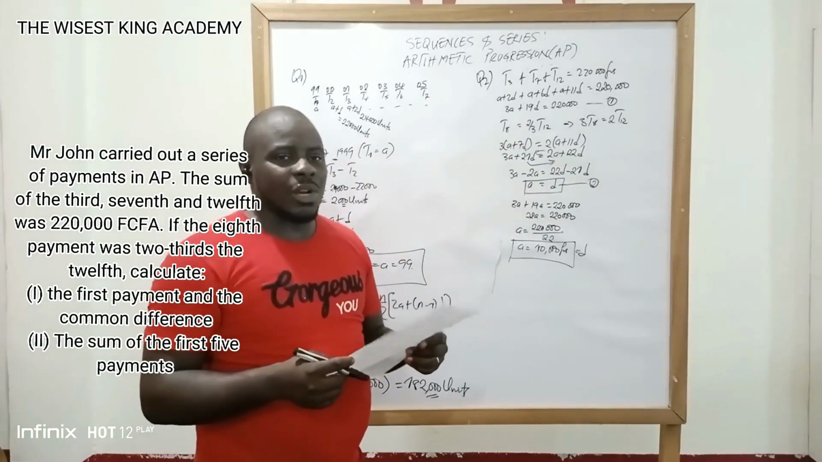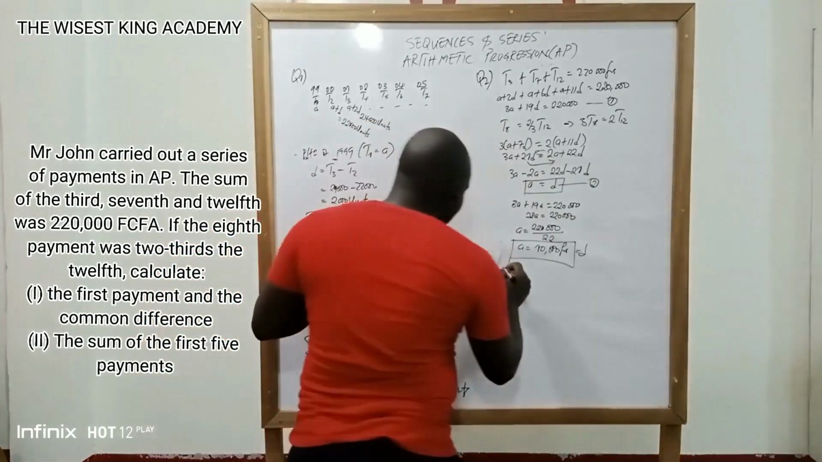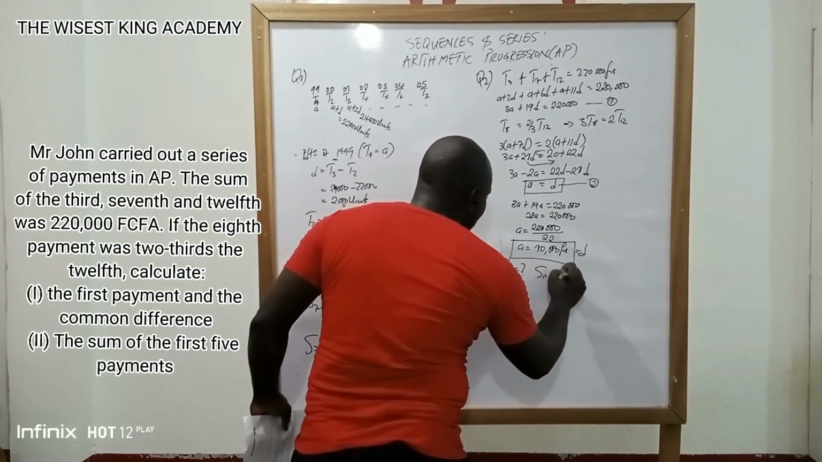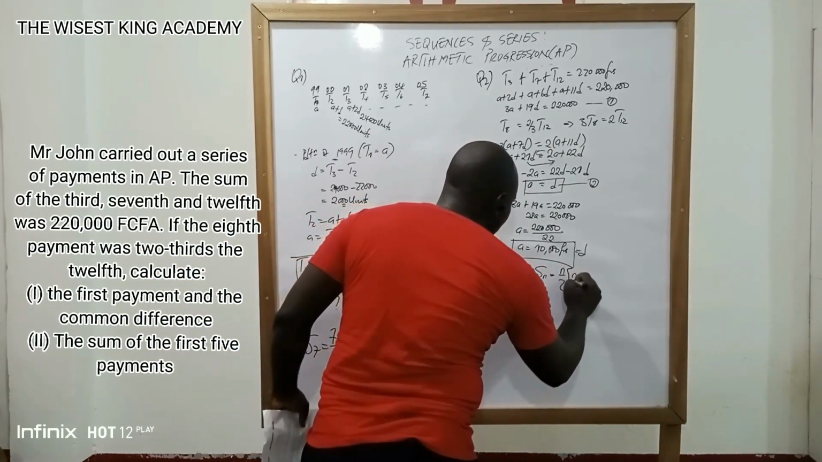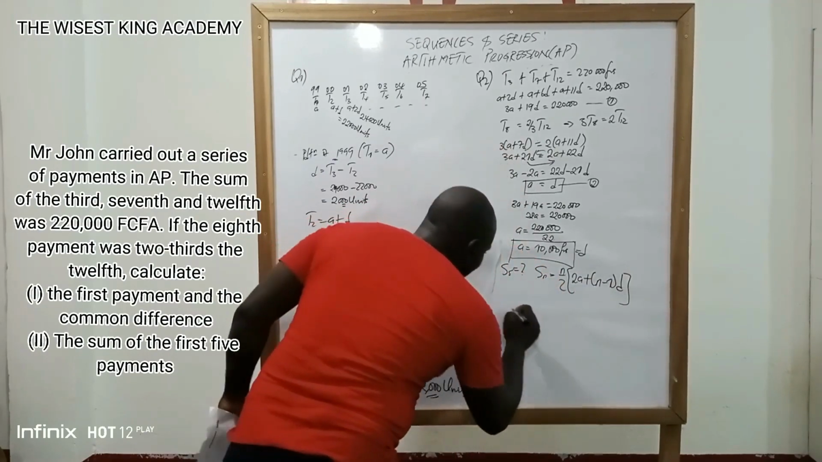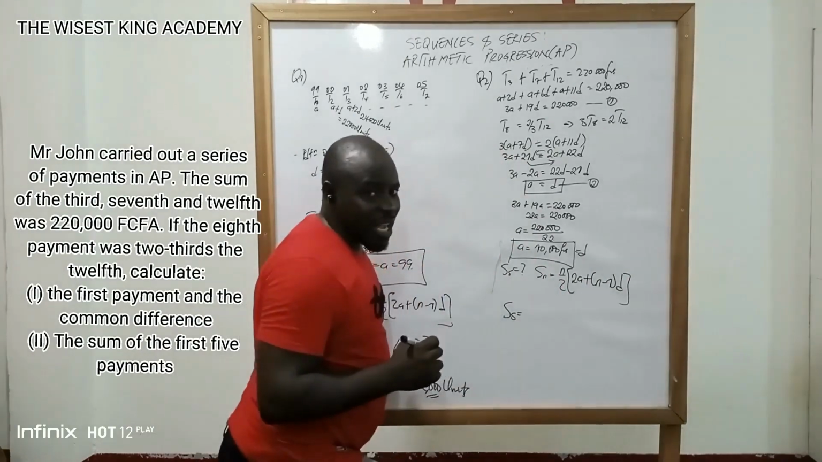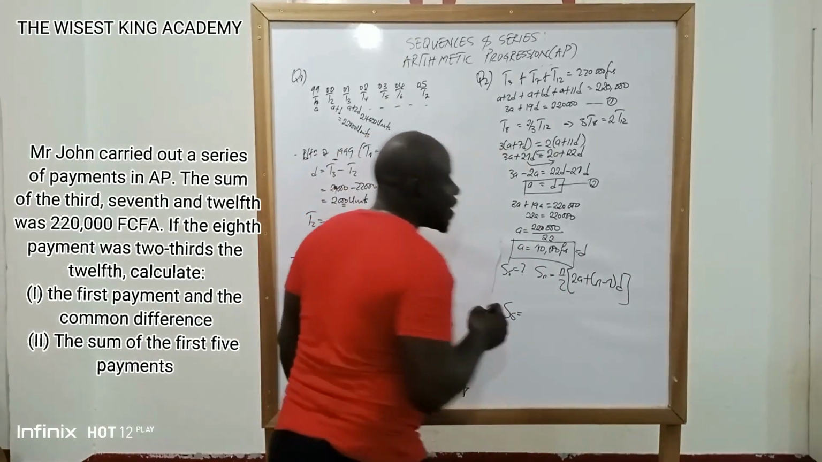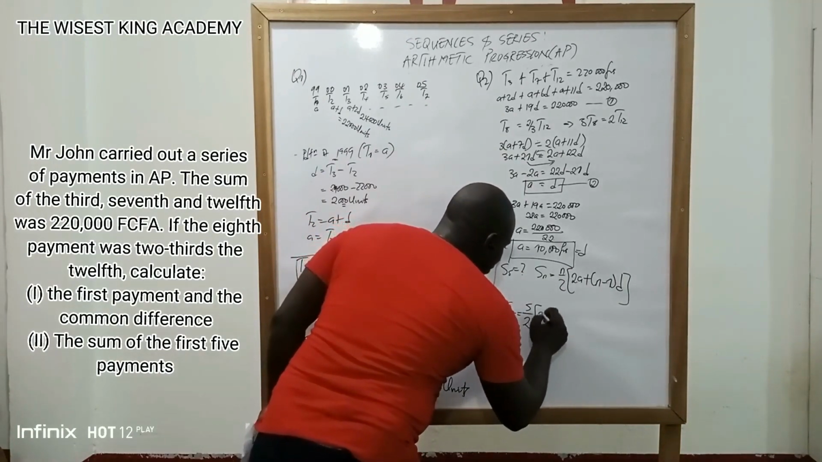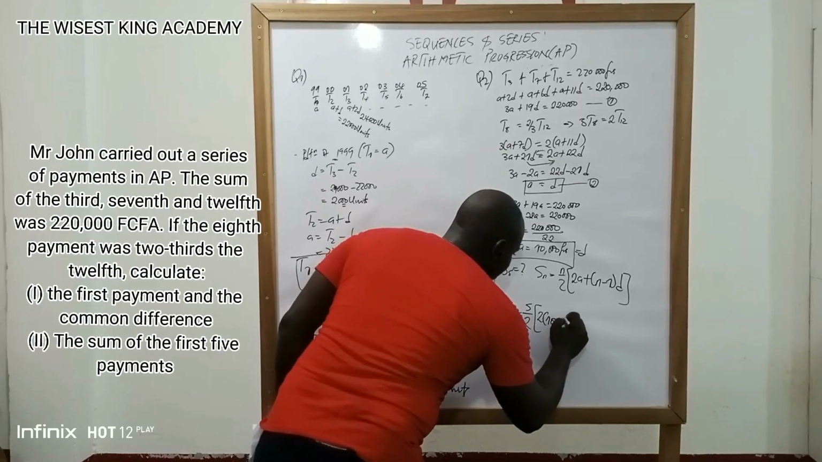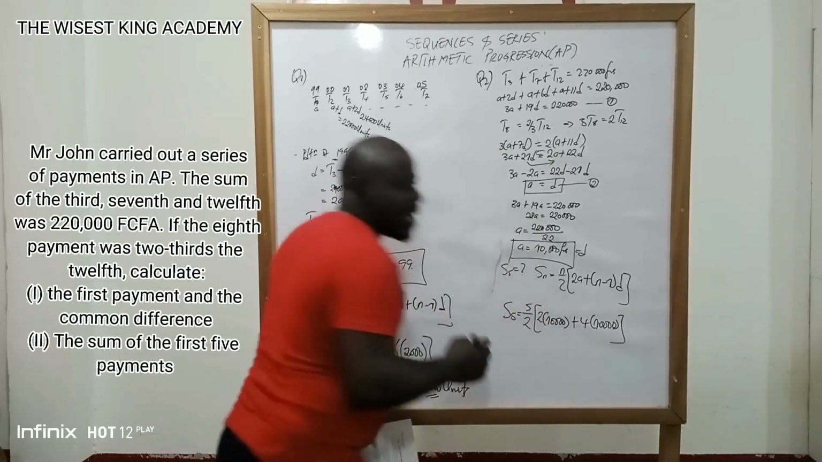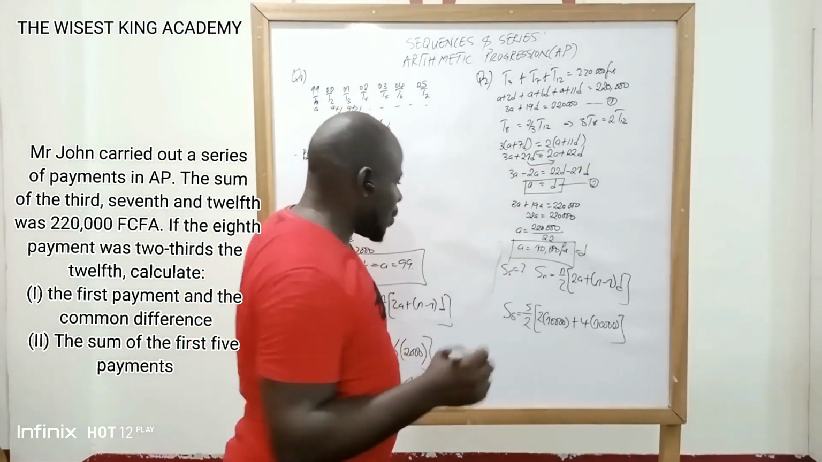And now we can calculate the sum of the first 5 payments. That's S5. Don't forget, Sn is equal to n divided by 2, big bracket open, 2a plus (n minus 1)d. So our S5 here is not Samsung S5, it's S5, the sum of the first 5 payments. So this will be 5 divided by 2, big bracket open, 2 times 10,000 plus 4 times 10,000. How do I get 4? It is n minus 1, that is 5 minus 1.